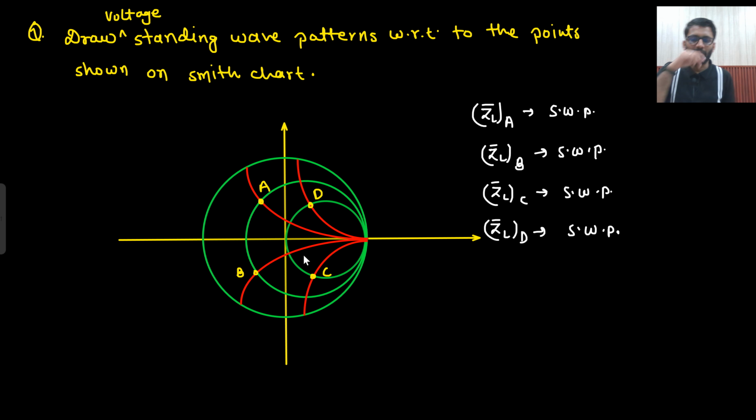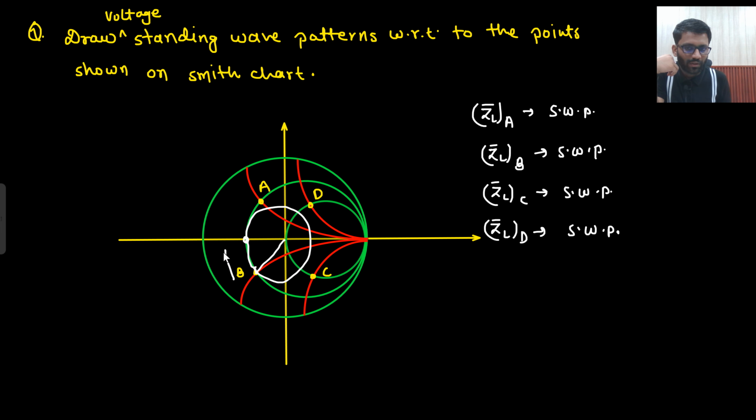Now what about point B? For point B, what do you need to do? You need to join this to the origin and draw a circle taking this as radius. So this will be your constant VSWR circle. Now if you walk clockwise, this is how you will walk. What will you encounter first? You will encounter Vmin. And certainly if this is a capacitive load, you will encounter Vmin first.